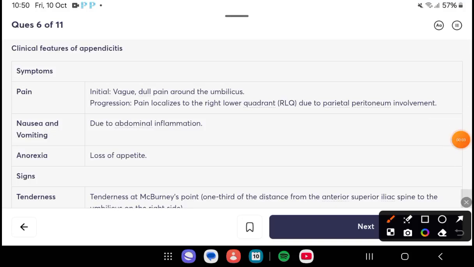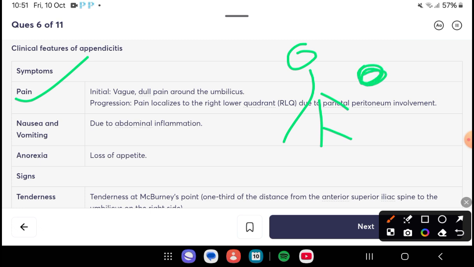Hello everyone. Let's focus on the clinical features of appendicitis. What types of symptoms and signs are present in a case of appendicitis? In the initial days, the patient presents with pain, but what type of pain? A dull aching pain, mainly around the umbilicus.